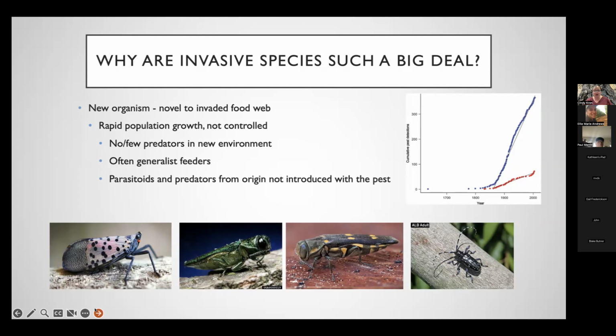They're also often generalist feeders, meaning that some of the invasive species I deal with feed on over 100 plant species. So they will feed between ornamentals, woody species, and crops. And when you have something like that, it can always find a food source. So it's not limited by food source. It's able to move between environments. That really supports them to be able to reproduce uncontrollably.